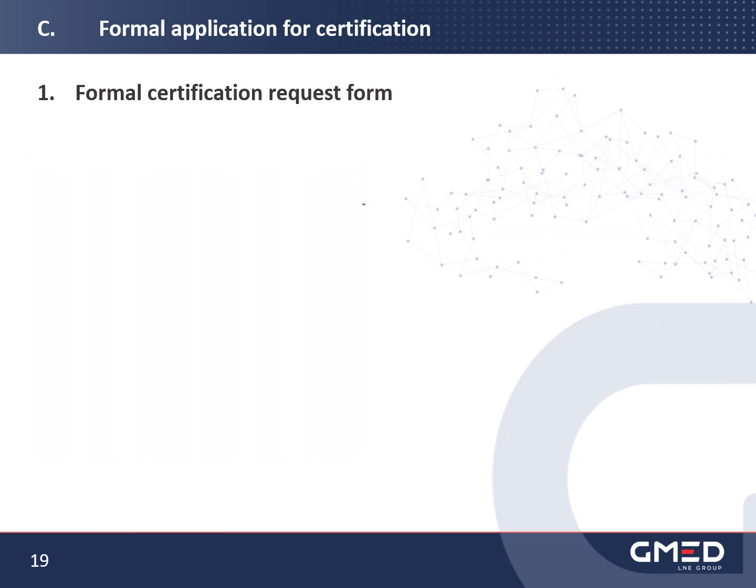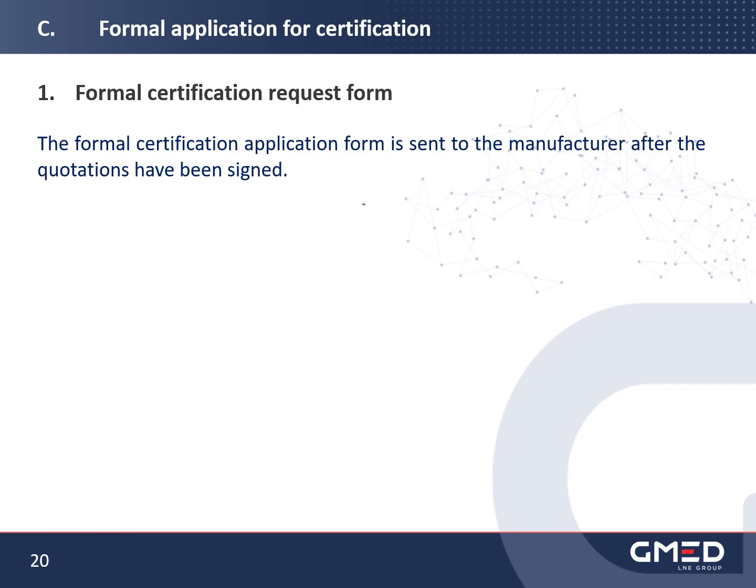In this module, we will review the various documents that make up the formal certification application file, which the manufacturer must send to GMED in order to submit a formal application for certification under the regulation. The first document that forms an integral part of the formal certification application file is the formal certification application form. The formal certification application form is made available to the manufacturer once GMED has received the manufacturer's order, i.e. once the manufacturer signed the quotation for the conformity assessment activities to be carried out with a view to certification.